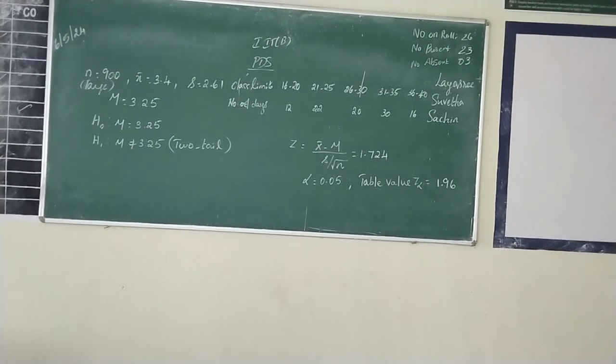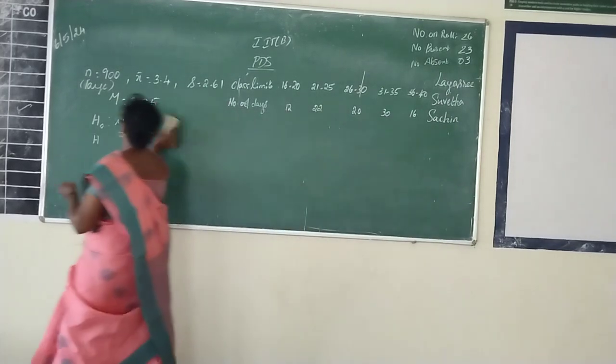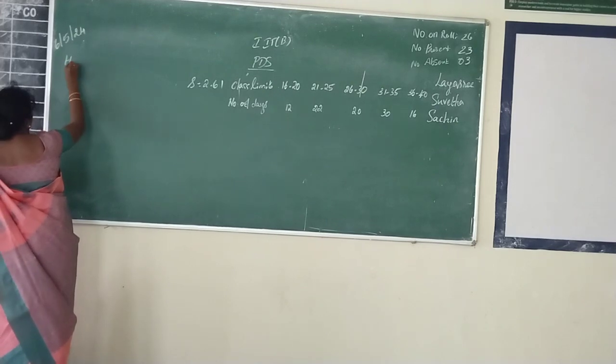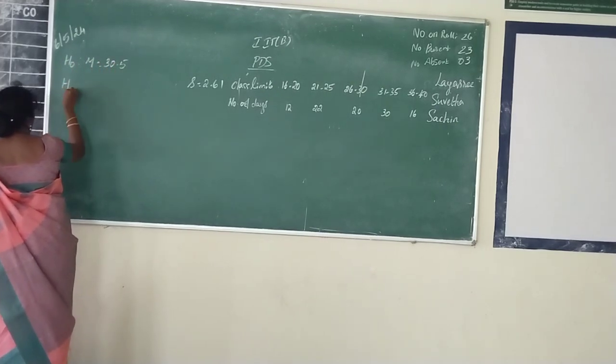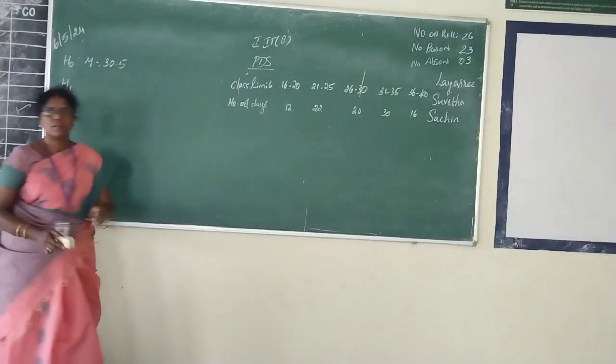Okay, start the solution. You have written n equal to 100, mu equal to 30.5. Here, what is H naught? H naught: mu equal to 30.5. What will be H1? What will be H1? Mu not equal to... Why less than?